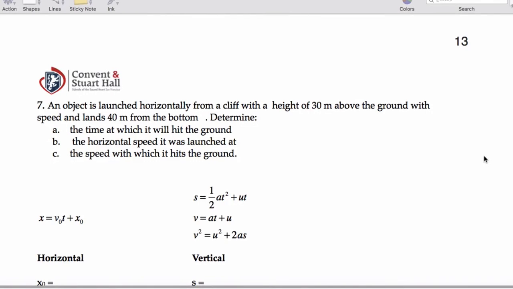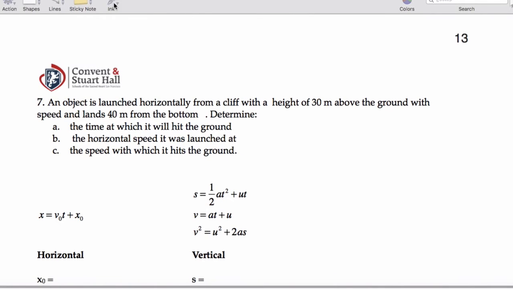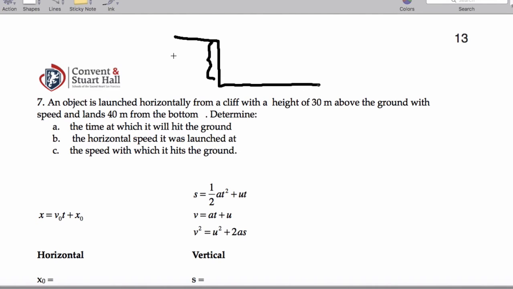All right, we have an object that is launched horizontally from a cliff with a height of 30 meters above the ground, and it lands 40 meters from the bottom. I should have explained this a little bit better. Here's the situation. So the cliff, we have a height.